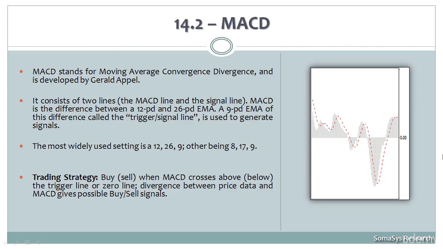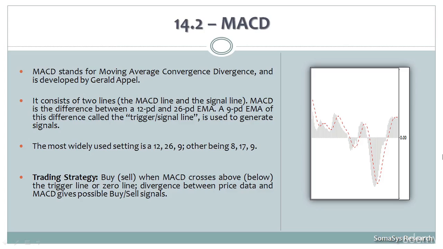The most widely used settings for MACD are 12, 26 and 9, and the other is 8, 17, 9. So here is the trading strategy. The elementary strategy is to buy when MACD crosses above the trigger line or zero line, and sell when MACD crosses below the trigger line or zero line. Also look for divergence between price data and MACD for buy or sell signals.